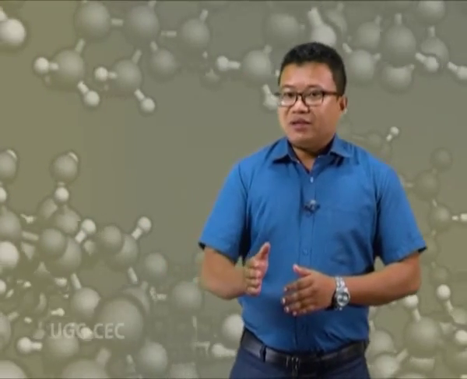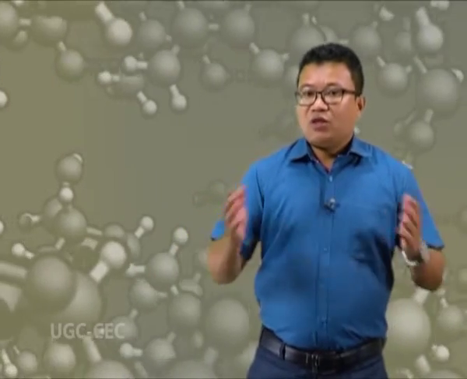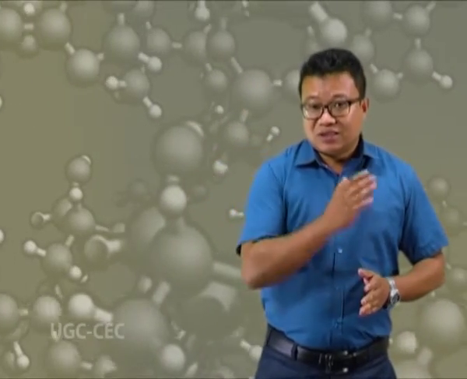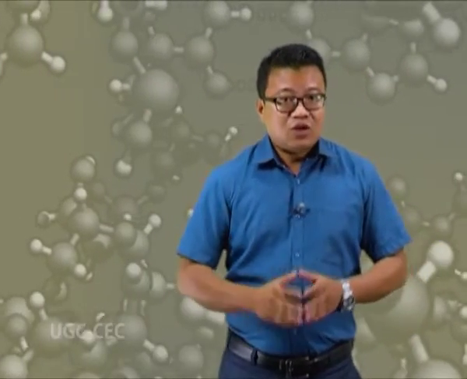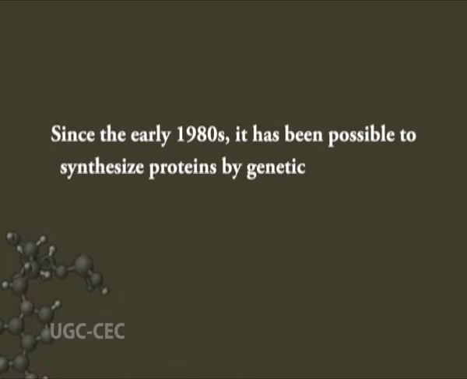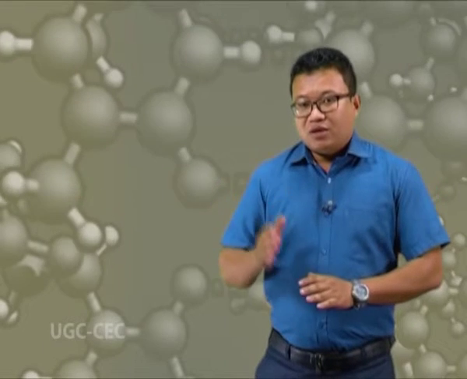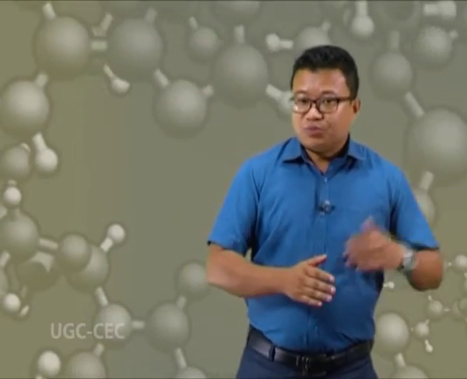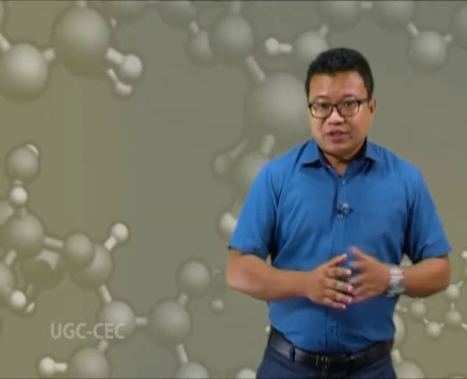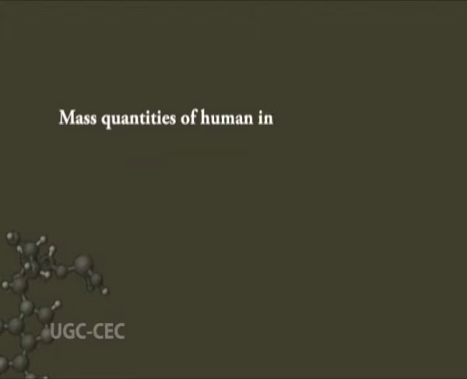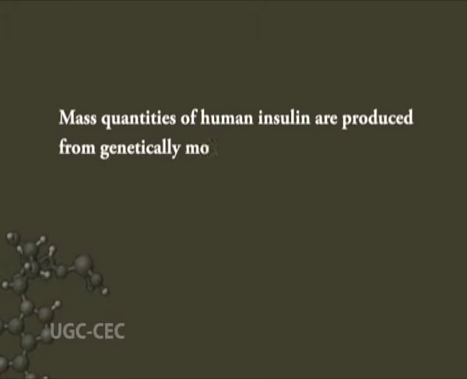A bacterial cell is able to synthesize a protein thousands of amino acids long in seconds, and it can simultaneously synthesize thousands of different proteins with no mistakes. Since the early 1980s, it has been possible to synthesize proteins by genetic engineering techniques. Strands of DNA can be introduced into bacterial cells, which causes the cells to produce large amounts of a desired protein. For example, mass quantities of human insulin are produced from genetically modified E. coli.